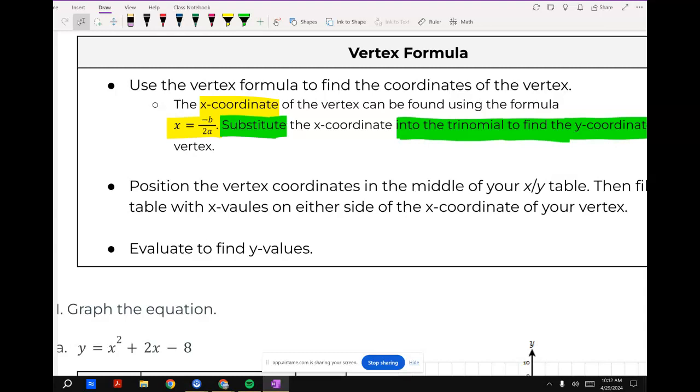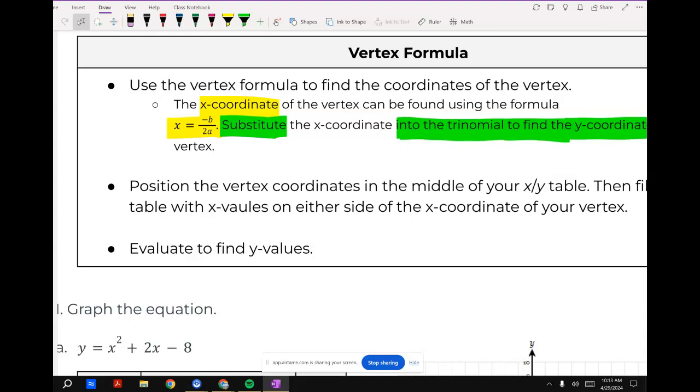We're going to put that vertex point in the middle of our table, and we do that because we can find values for x that are around our vertex, so we know we'll have points that we're able to plot. It also makes us quicker because if we are using our vertex and we know about the symmetry in our tables, we only have to evaluate for half of a table instead of doing a full table. And that's the step here. We're going to evaluate to find our y values.